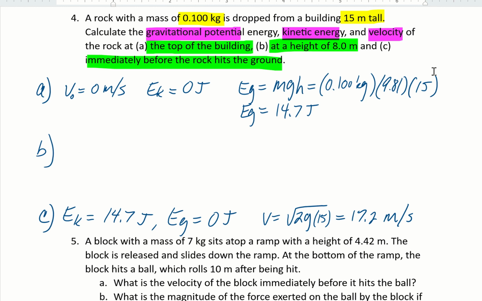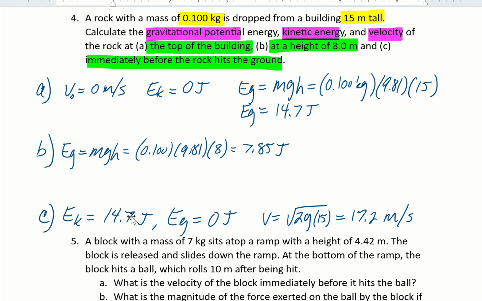So the first thing that I can calculate, if I know the height is 8, is the gravitational potential energy, because that's mgh. So I can do 0.100 times 9.81 times a height of 8. And that's where I'm going to get 0.1 times 9.81 times 8, 7.85 joules.